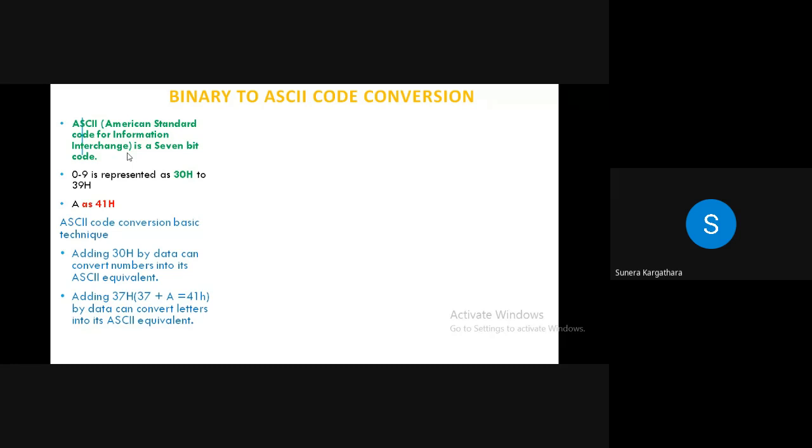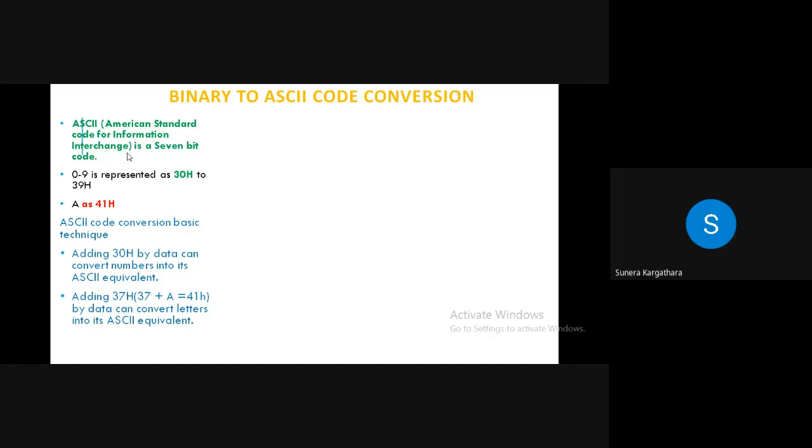Whatever number you press from your keyboard, the input given to your CPU is always in terms of ASCII code. That's why we are trying to understand how the code conversion from numbers and alphanumeric words to ASCII code can take place. Right? Students, are you getting my voice properly?